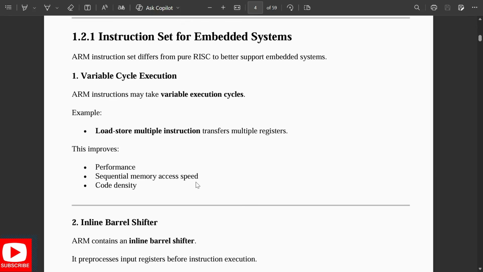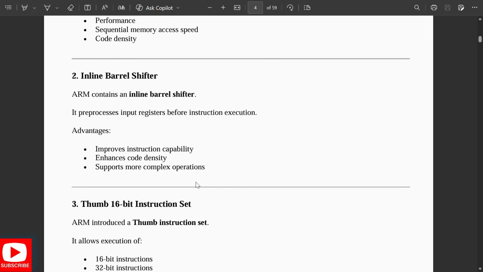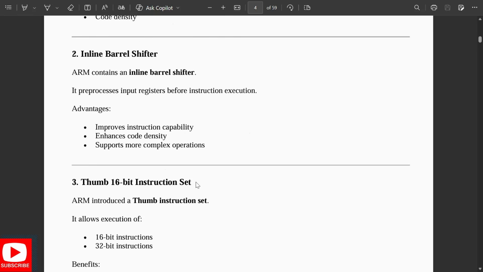ARM instructions may take variable execution cycles, for example load and store multiple instructions, which transfer multiple registers. ARM also contains an inline barrel shift, so it pre-processes the input registers before the instruction execution.